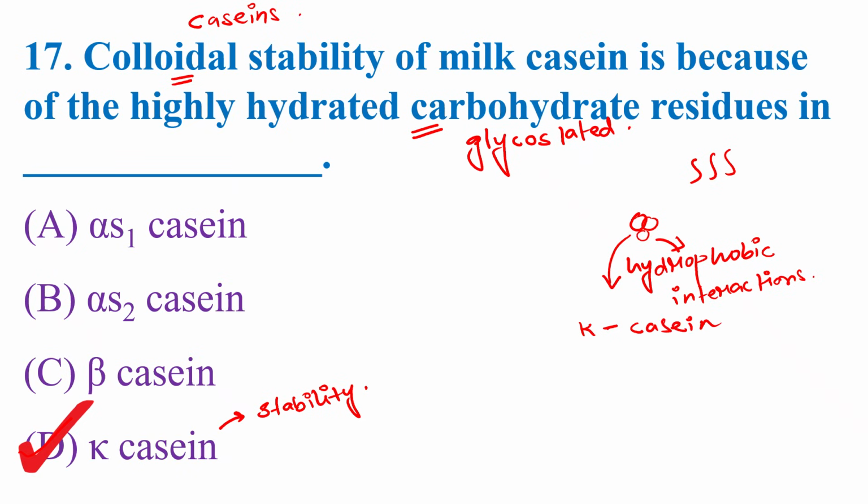Okay, and this alpha S1 casein, alpha S2 and beta caseins, these are actually hydrophobic, but they lack the carbohydrate residues. So they basically contribute to the micelle structure, but they do not provide the stability. Whereas this kappa casein will provide the stability. So over here correct option is D, that is kappa casein.